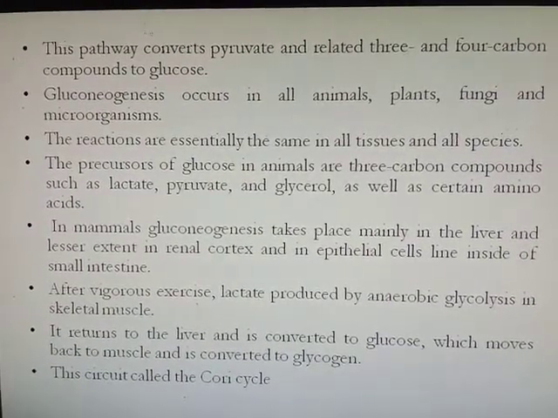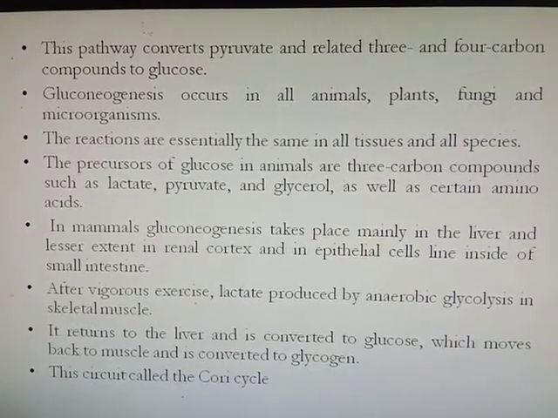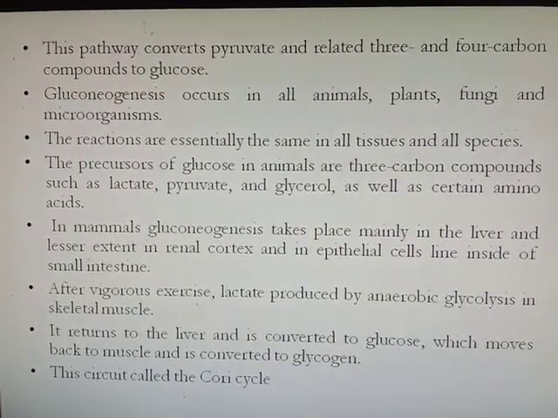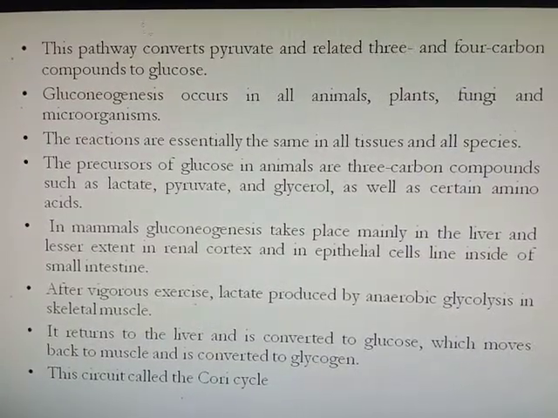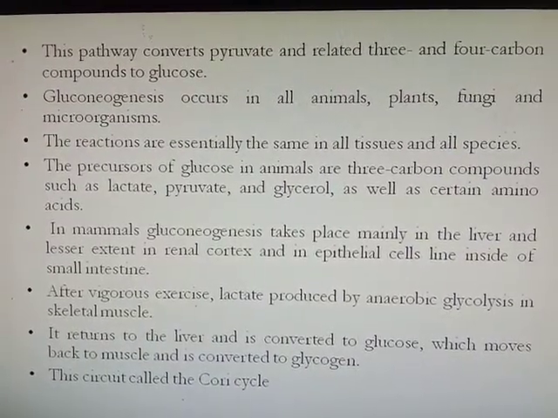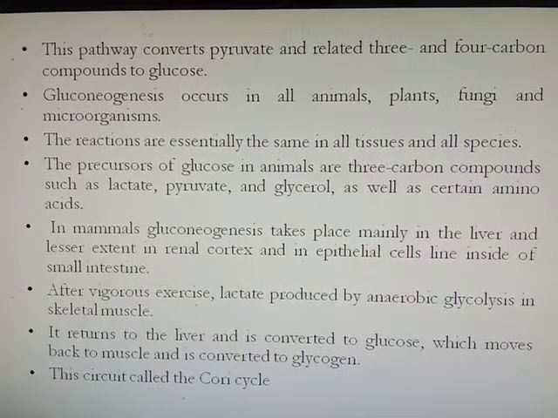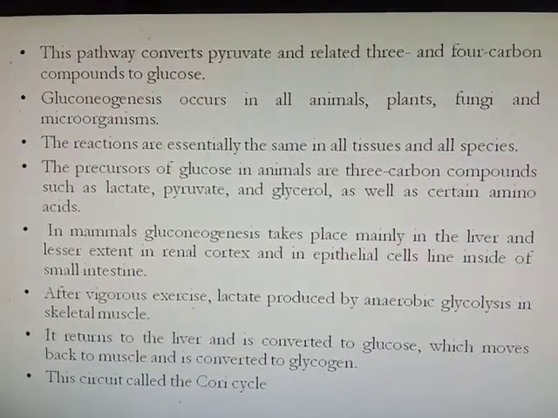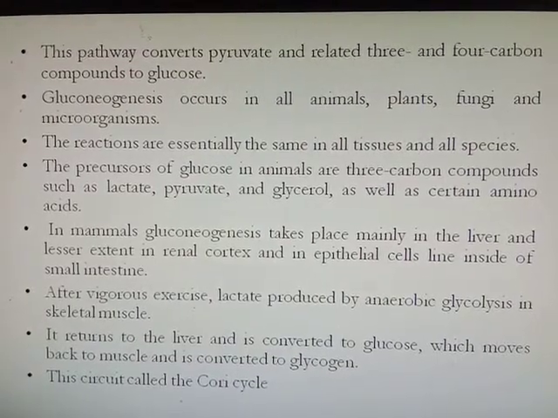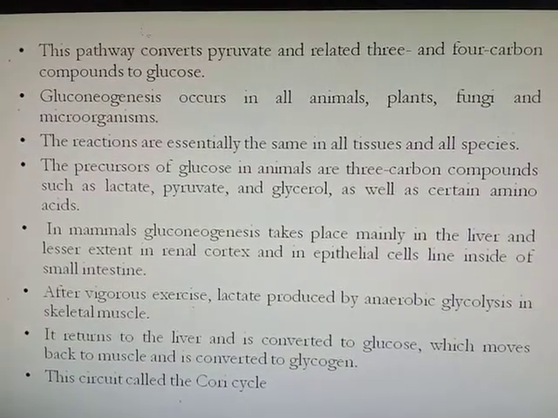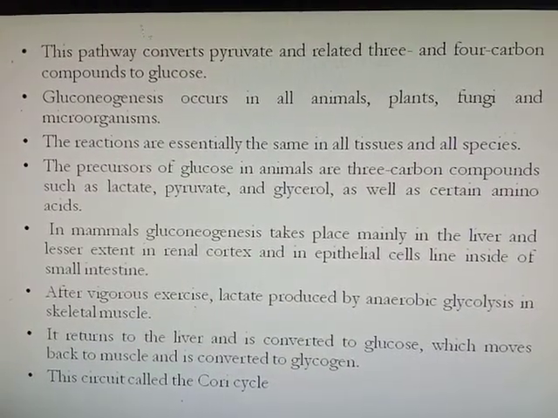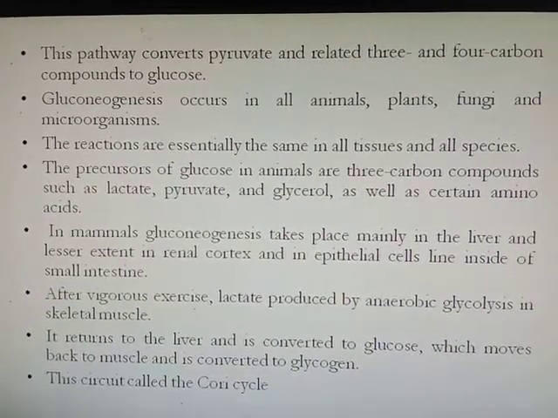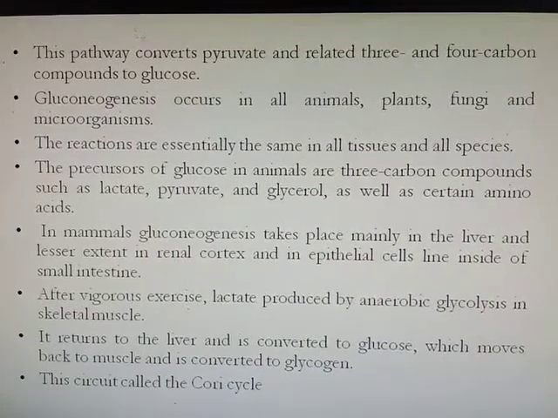Okay, in the last lecture we discussed glycolysis, in which lactate production takes place in anaerobic glycolysis. That lactate is transferred back into the liver where it is converted into glucose. Then this glucose again moves to skeletal muscle where it is stored in the form of glycogen. This circuit, the transfer of lactate to glucose and glucose back to muscle, is called the Cori cycle.